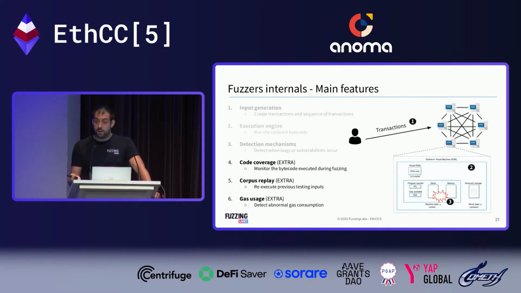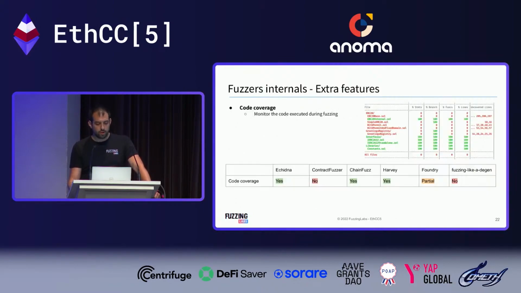Then there are some other interesting features. You can think of code coverage, corpus replay, and gas usage. So I will try to detail those a bit more. They are not requisites to build a fuzzer, but they are extra features that actually bring a lot of value when you are doing that. The first one, code coverage.